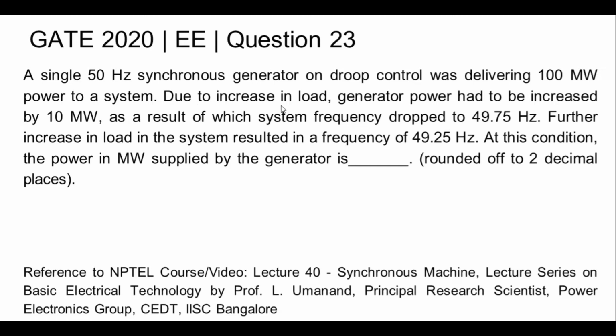Now due to an increase in load, generated power had to be increased by 10 megawatt, as a result of which system frequency dropped to 49.75 Hz. Further increase in load in the system resulted in a frequency of 49.25 Hz. At this condition, the power in megawatts supplied by the generator is dash. We have to find out the power supplied by the generator.